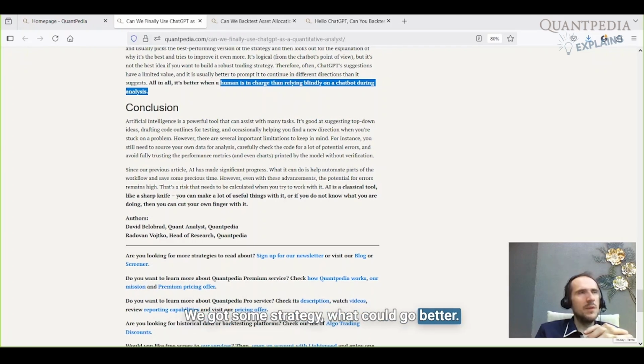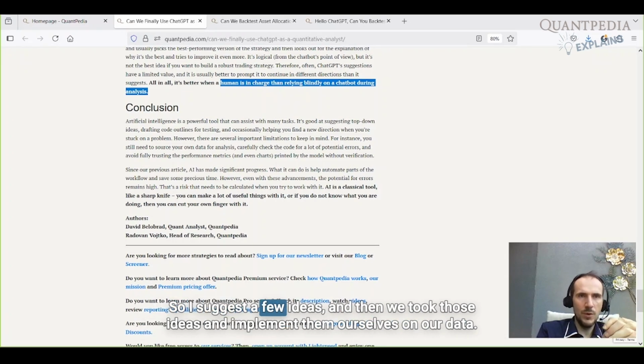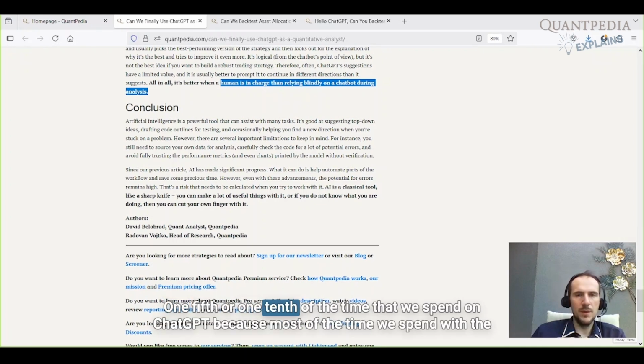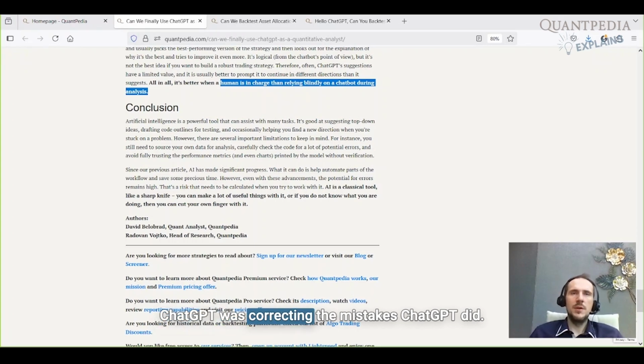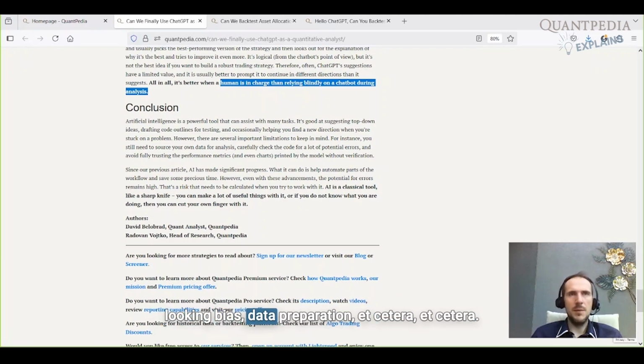What could go better? Definitely, if we did not ask ChatGPT to be the quant analyst and just asked it to do what it does, I mean to be the chatbot, suggest a few ideas, and then we took those ideas and implemented them ourselves on our data, the process could be significantly faster, 1/5 or 1/10 of the time that we spent on ChatGPT. Most of the time we spent with ChatGPT was correcting the mistakes it made, and when you are the data analyst, you know what mistakes you should avoid. Like, I don't know, forward-looking bias, data preparation, etc.